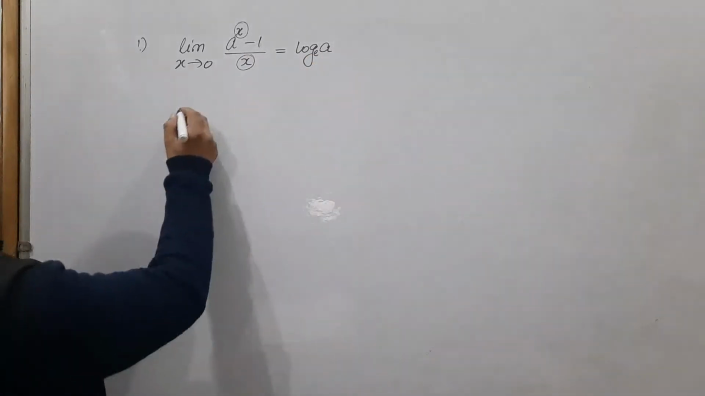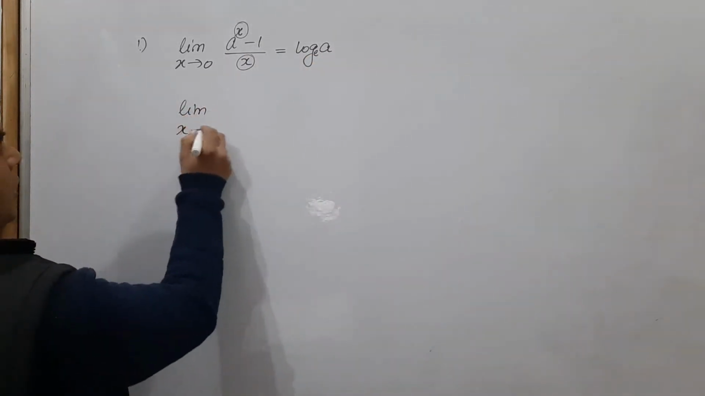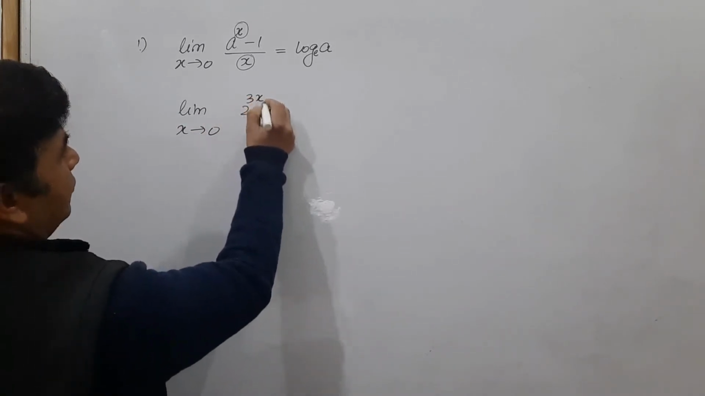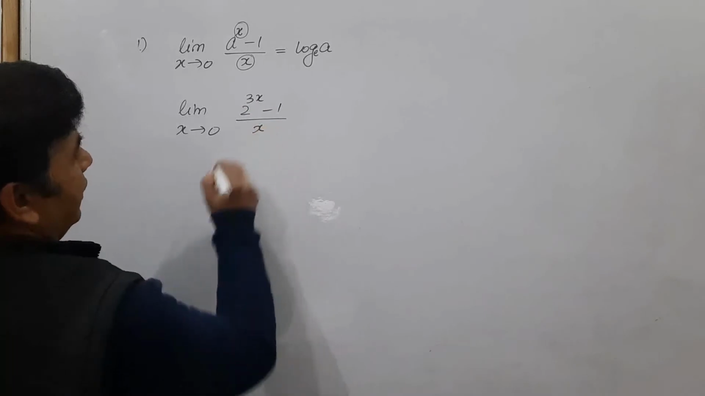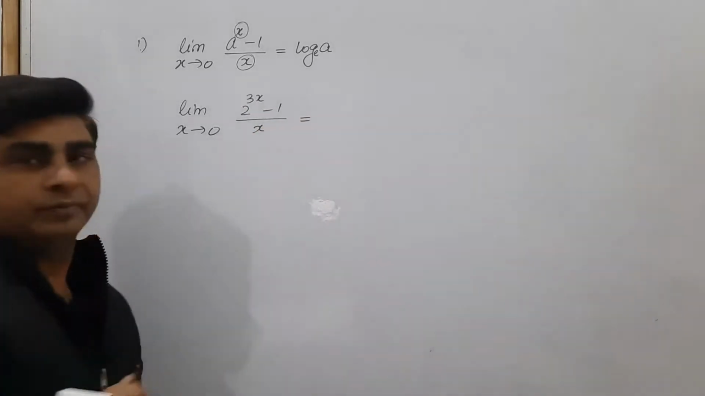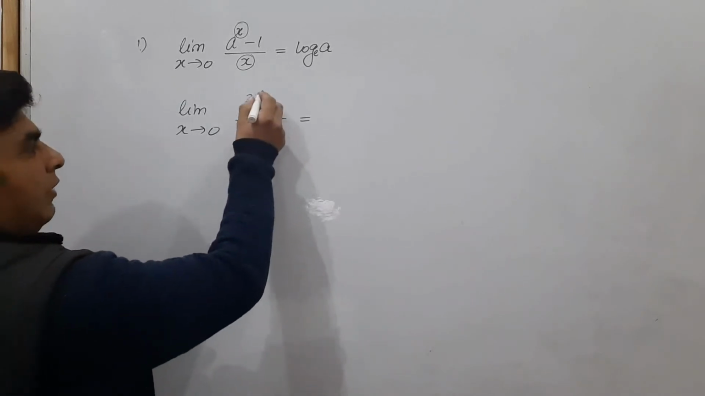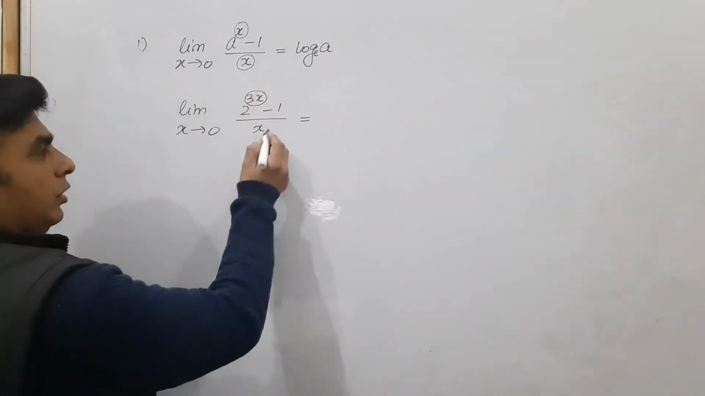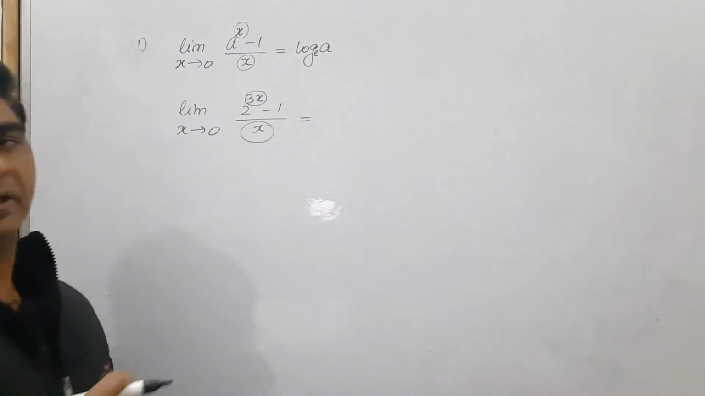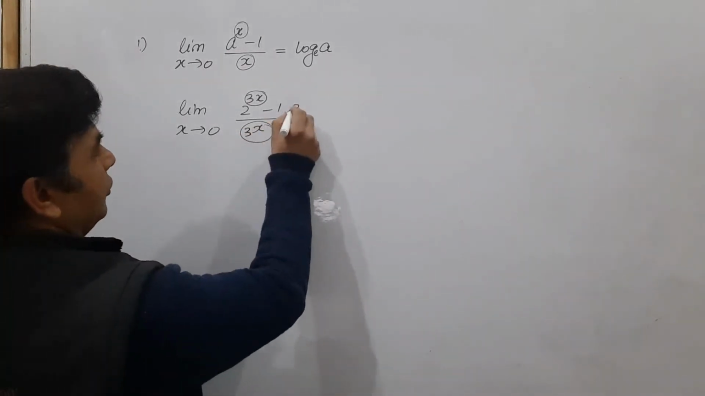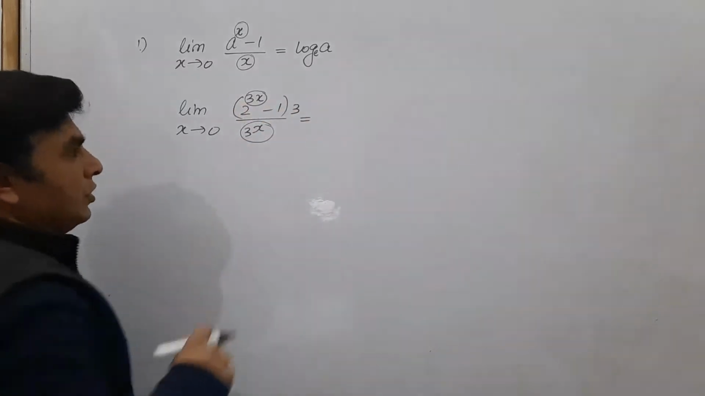For example, if limit x tends to 0 and the question is (2 to the power 3x minus 1) upon x, then what will its value be? First of all, we have to see the power is 3x. So in the denominator there should be 3x, but there is no 3x. So what can we do? Just multiply and divide by 3.